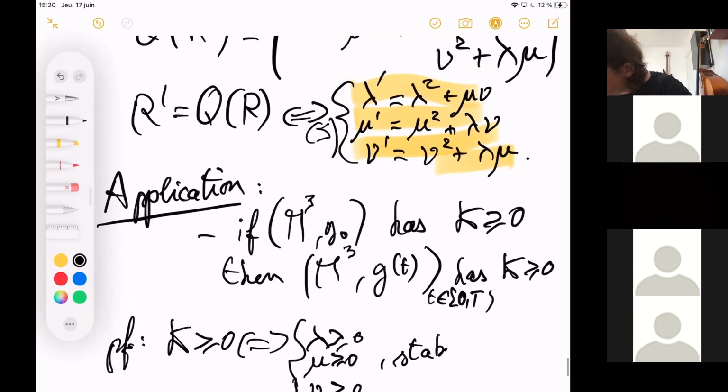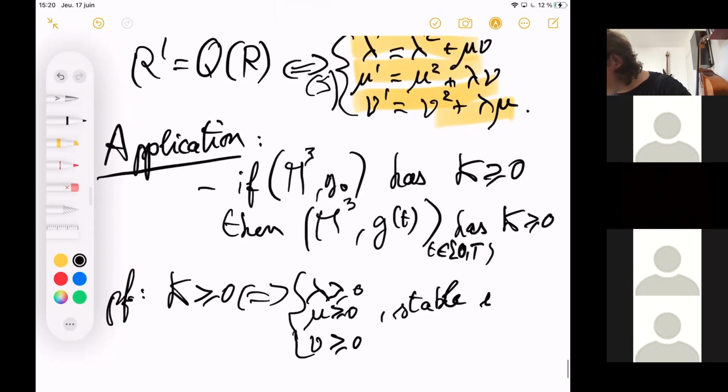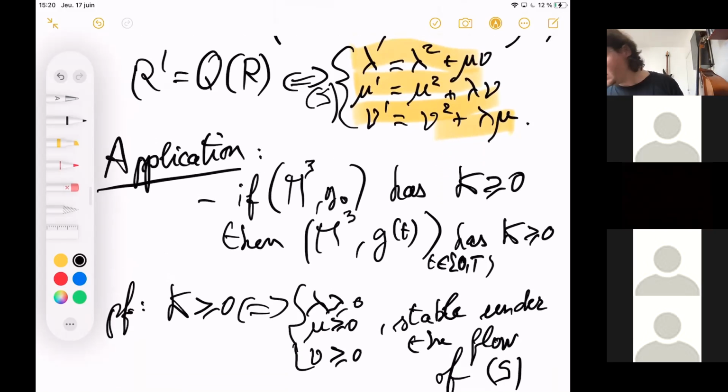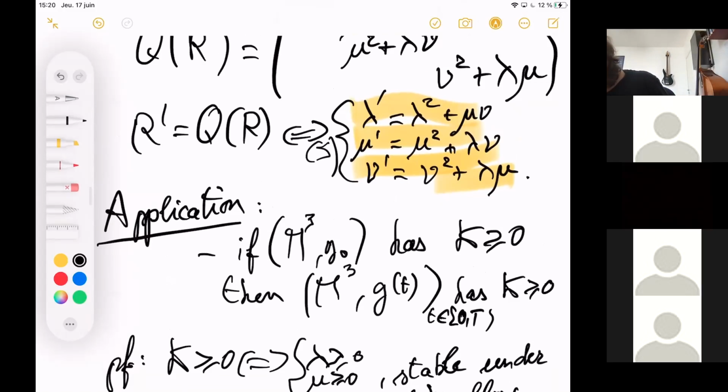Maybe let's call this system S. This is stable under the flow of S. Because you start with that. So assume at some point one of the sectional curvatures becomes negative, and look at what's going on when it crosses the boundary. When it crosses the boundary, one of those sectional curvatures is 0, while the other two are greater than or equal to 0.